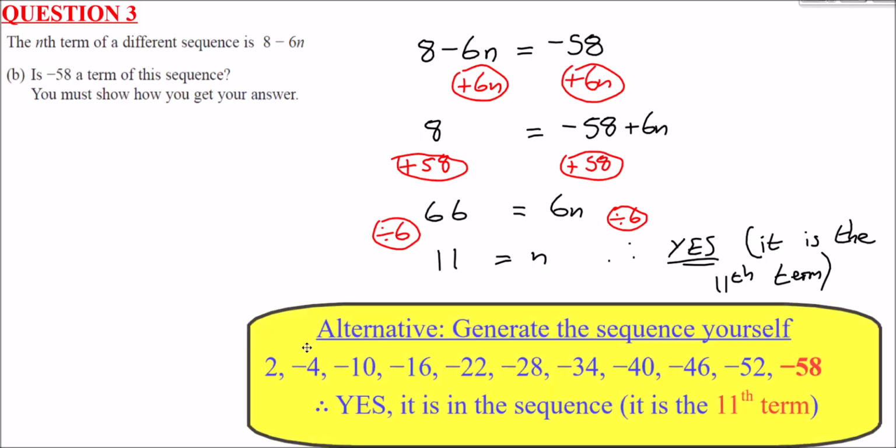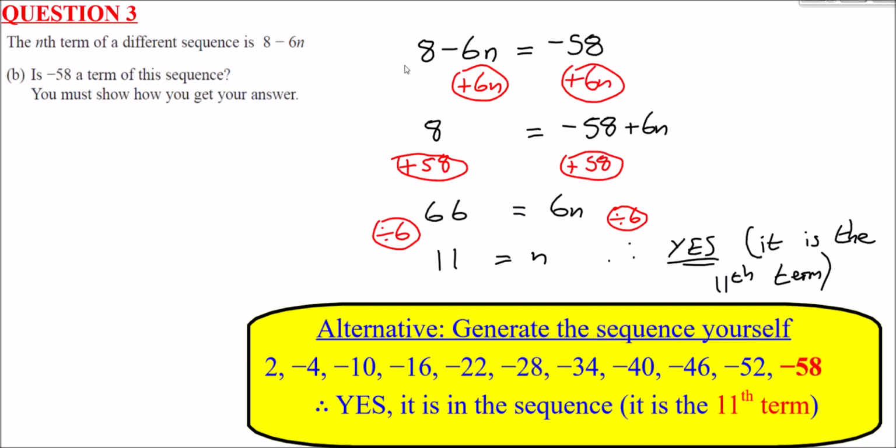So generating this, it's a bit tedious, but you would actually run into minus 58 along the way. So although this is a tedious method and not the most sophisticated, it would give you full marks because it is valid. You could just count along and say to the examiner, yes, look, it's the 11th term, therefore minus 58 is indeed a term of this sequence.